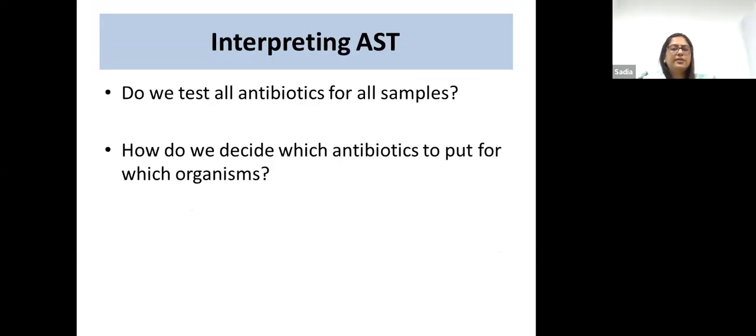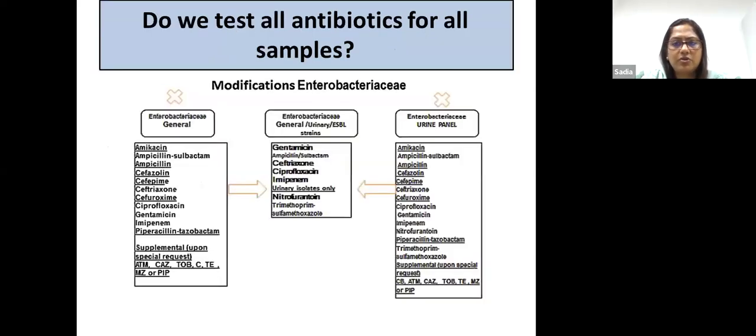Right. So, coming to some of the practical challenges of interpreting antibiotic susceptibility tests. Very often we are asked, should we be testing all antibiotics? If certain antibiotics are not reported on an AST report, would they have tested everything, and would it be possible for the team to just report some of these? And in case we do not test, how do we decide which antibiotics to put for some organism? What is the science behind deciding what antibiotics to test for what samples and what patient groups? The answer to whether we test all antibiotics for all samples is no.